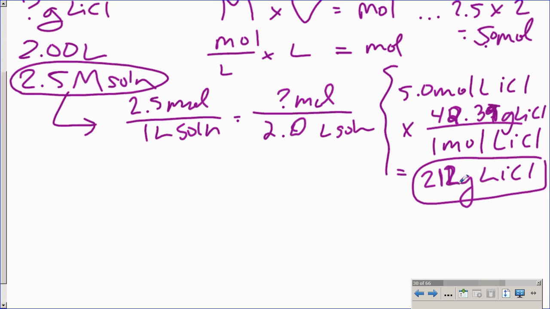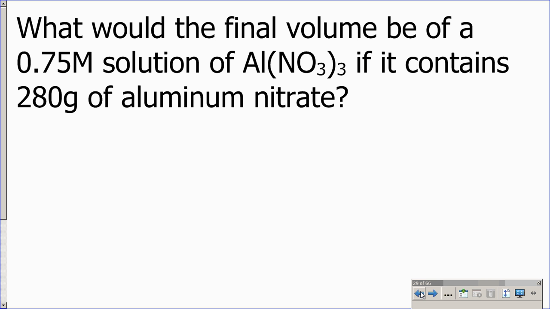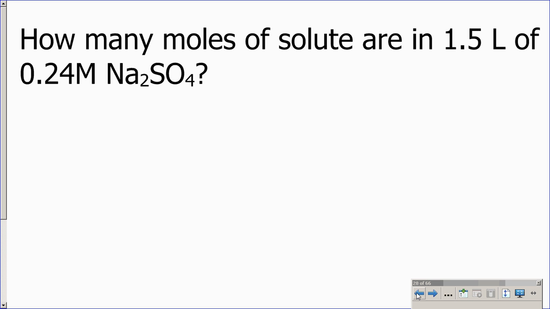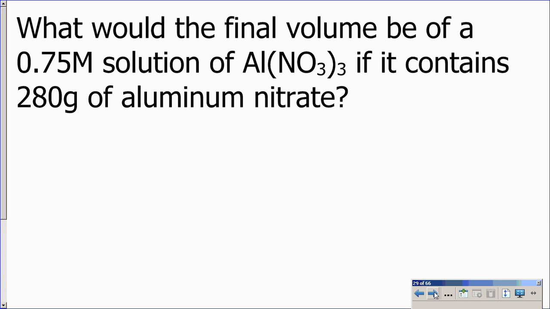Can I go past this one? Let's do one more. Tell me which one you want to do. Oh, we haven't done one with volume. I think I want to do that one. Yeah, let's do a hard one. What would the final volume be? So the question: what would the volume be of a 0.75 molar solution of aluminum nitrate, if it contains 280 grams of aluminum nitrate?